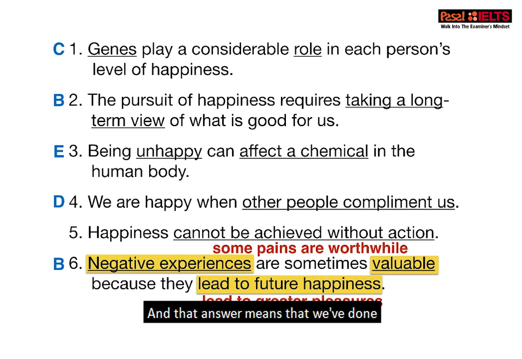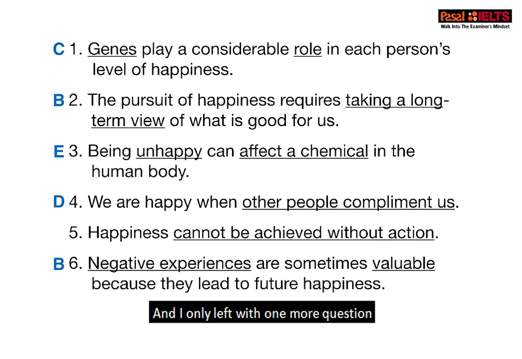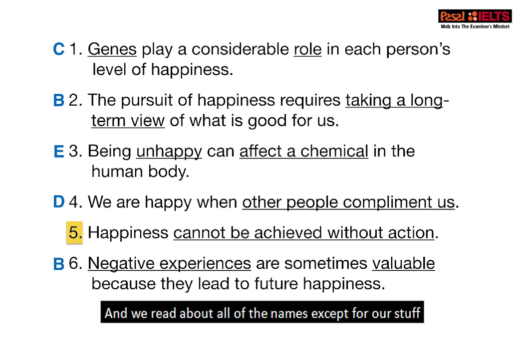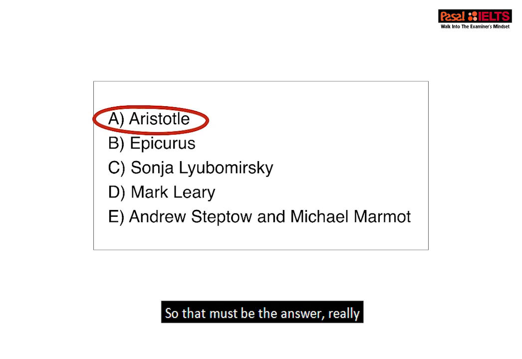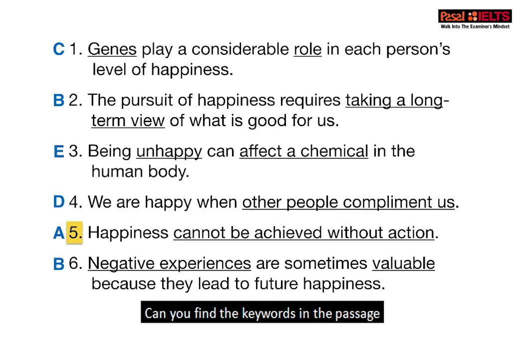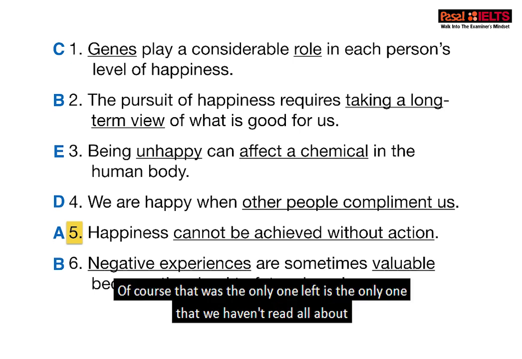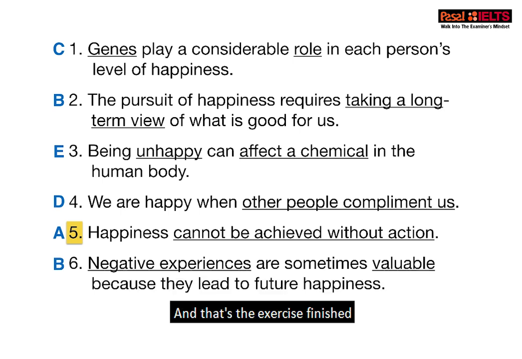And that answer means that we've done 5 out of the 6 questions, and we're only left with one more statement, and that's number 5. And we've read about all of the names except for Aristotle, so that must be the answer really. Can you find the keywords in the passage that match with that? That is the correct answer. Of course, that was the only one left. It was the only one that we haven't read all about, and that's the exercise finished.